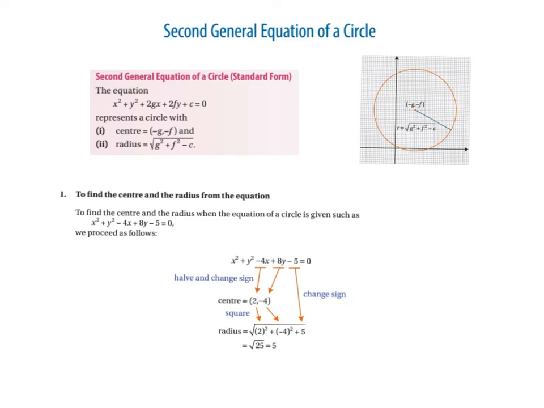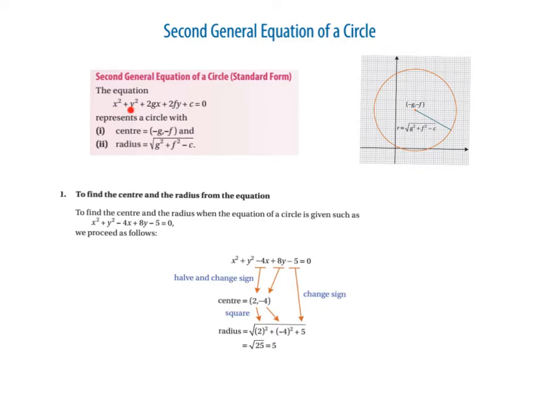Hi guys, in this video we're going to look at what's called the second general equation of the circle, and it's much more useful than the first general equation that we looked at in the previous videos. The standard form of the second general equation of the circle is x squared plus y squared plus 2gx plus 2fy plus c equals 0.